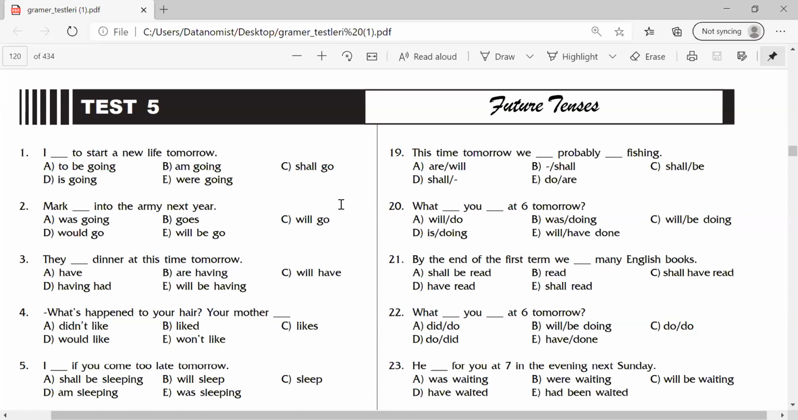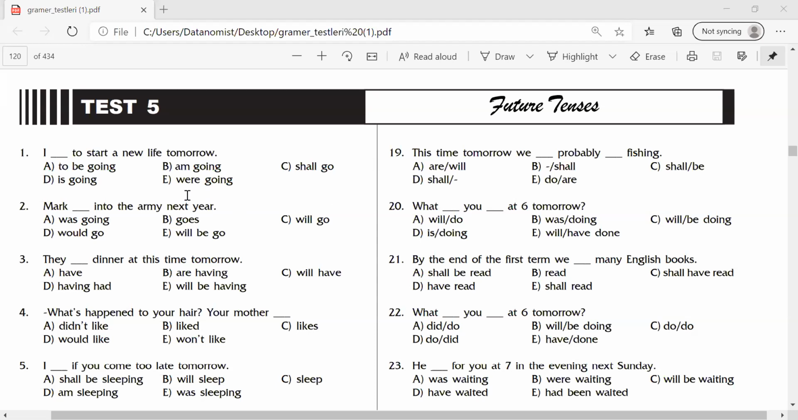Where's the time indicator? Tomorrow. I dash to start a new life tomorrow. I am going, I shall go. Which one? Which one? Very good. Guys, what's your answer? Give me C. First one, C.